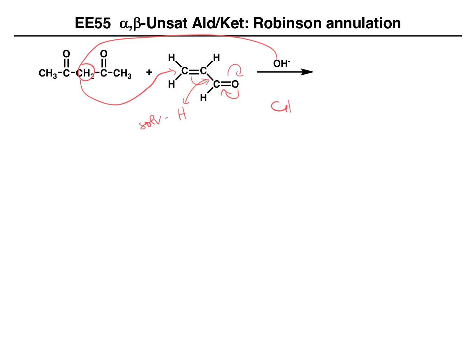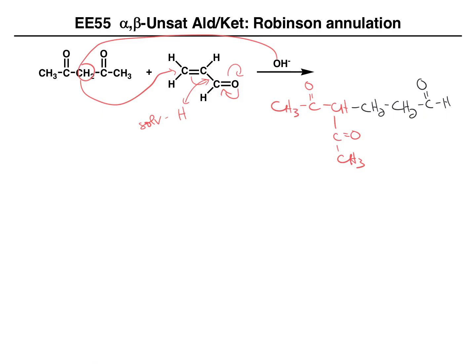We have our CH3, C double bond O. This was our enolate. And this is what used to be our alpha beta unsaturated aldehyde. So this was a Michael reaction. But keep in mind, we still have base present and we still have several sets of acidic hydrogens.